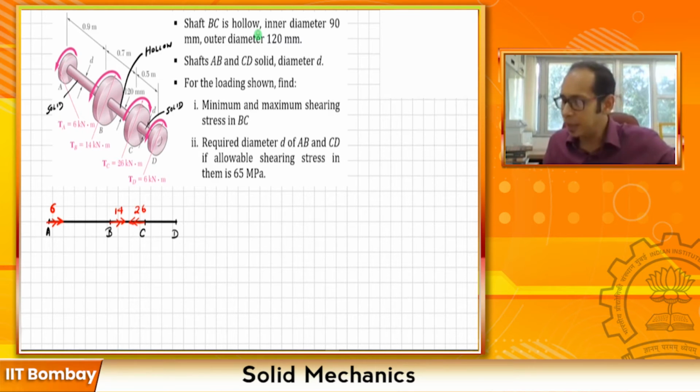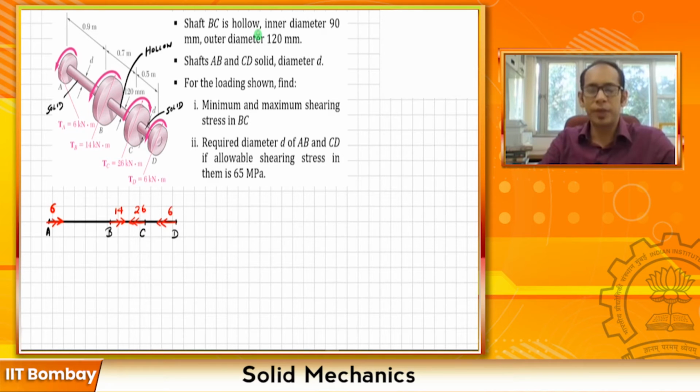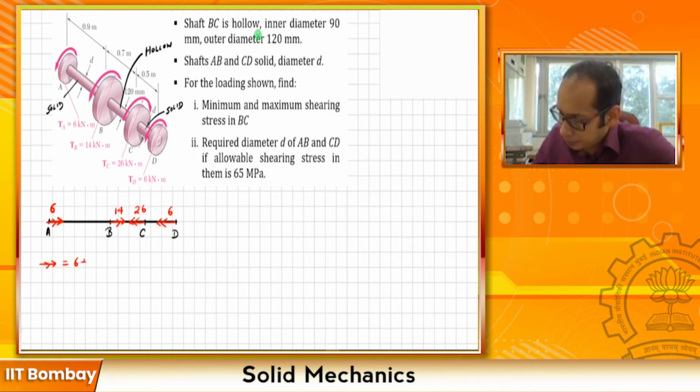And lastly at D I have a 6 acting in the same direction as the torques at A and B. Right. So let's see first whether the system of torques is in equilibrium or not. All the torques which are pointing like this are 6 plus 14 plus 6, and the only torque acting in the other direction equals 26. So the first one, 14 plus 6 plus 6, is 26.